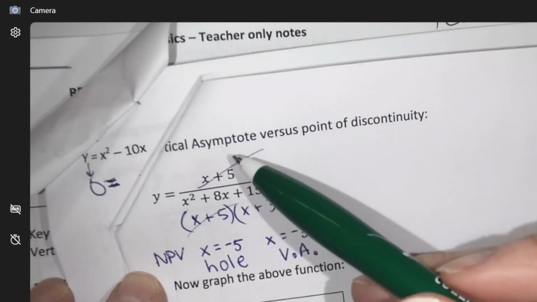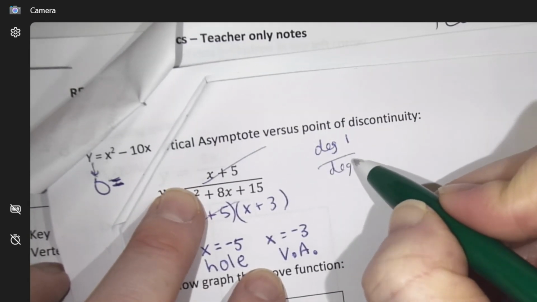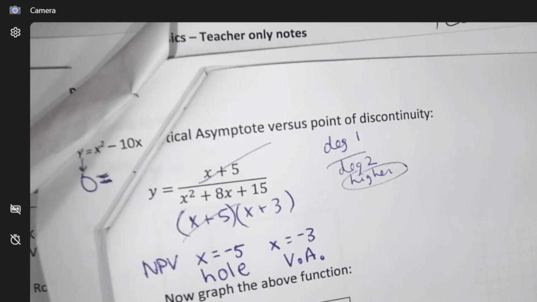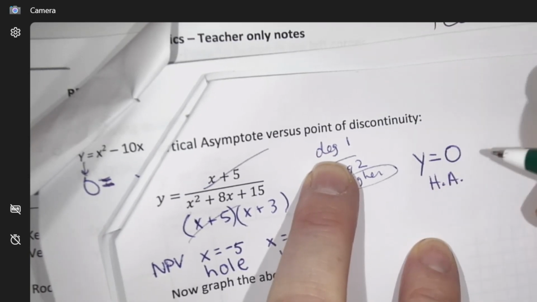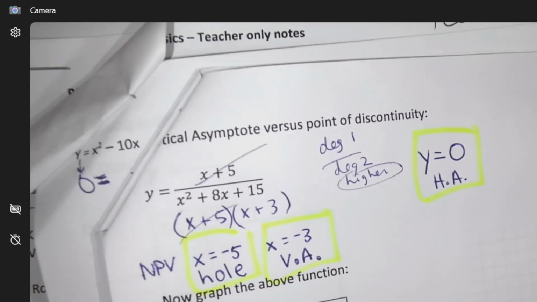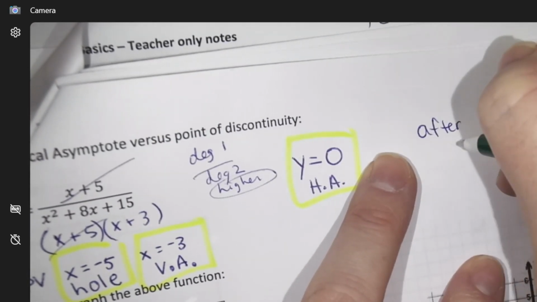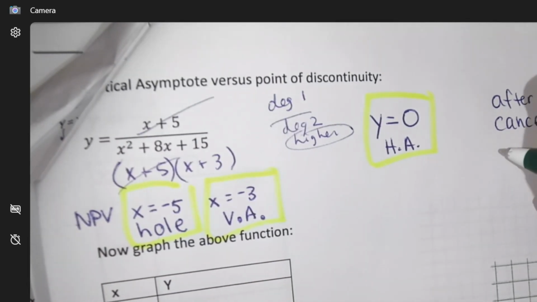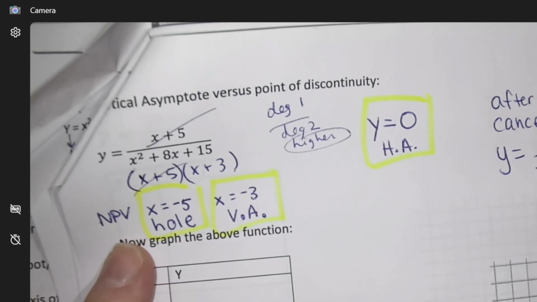Now, let's talk about the degrees. Before I crossed it off, this was a degree of 1. And then this was a degree of 2. So it is higher on the bottom. So what do you know about that? What was the rule? Y equals 0 is the horizontal asymptote. Okay, so you have this, this, this. These are the 3 big things. Now, after we cancel, if we were to cancel that, what does your equation look like? Y equals, if that got stroked out, what should I write on the top if I canceled something? 1 over x plus 3.